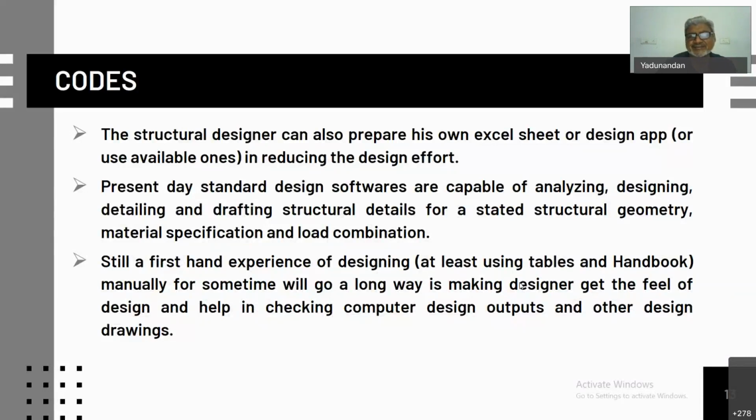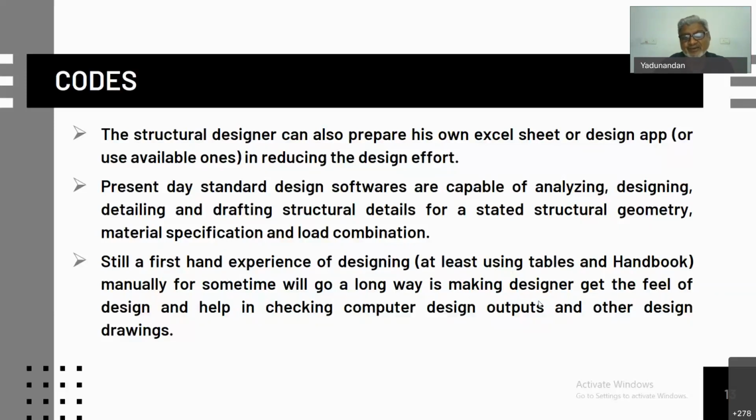Present-day standard design softwares are capable of analyzing, designing, detailing, and drafting structural details for a stated structural geometry, material specification, and load combination. You can describe the structure graphically by means of a CAD input and give it to the software. The software is capable of doing everything up to the drafting. If you specify the material specification and the load combination, you are going to get the final answers. So every engineer therefore tries to acquire the skill of using software and continuously goes on using it to obtain the design outputs.